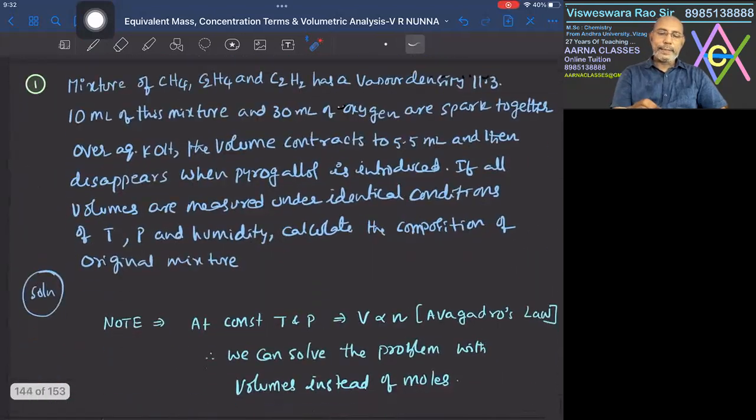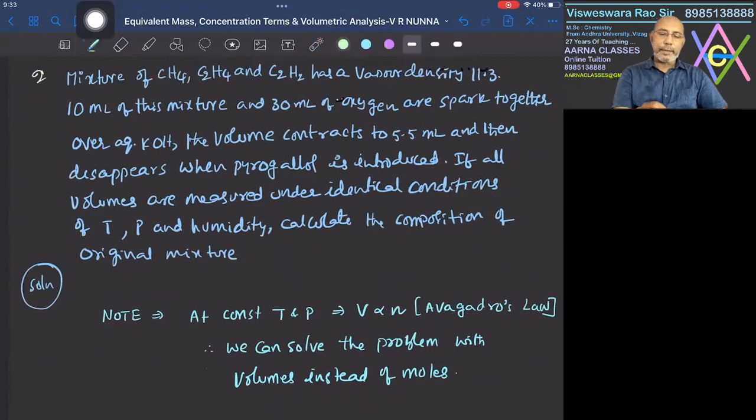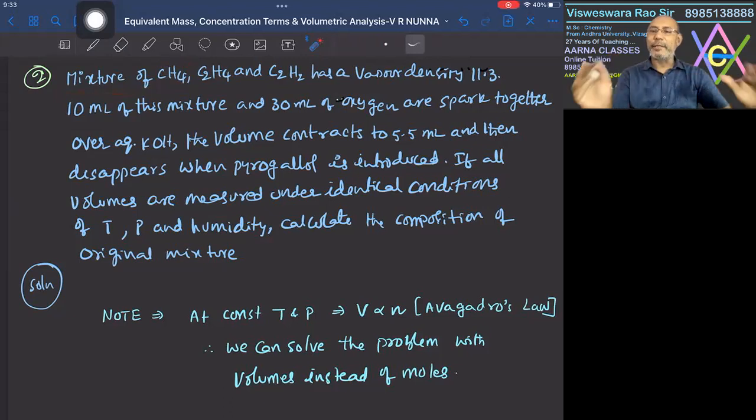And this is nothing but problem number 2. I'm giving it like this. So what is this problem? The problem is a mixture of methane, ethane and acetylene. The paper setter is directly giving a mixture of methane, ethene C2H4, acetylene, ethyne, and the vapor density of the mixture is 11.3. They are giving the vapor density of the mixture is 11.3.